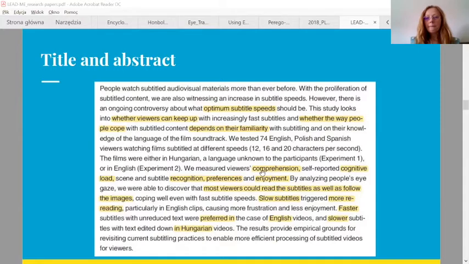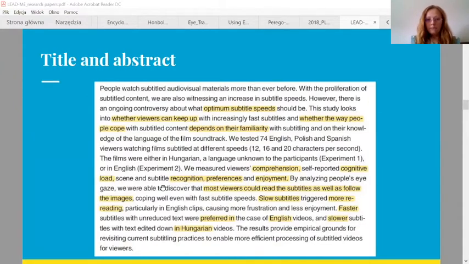What else? I would also be interested already by reading, right? I look at viewers' comprehension. Okay, I want to know, how did they measure viewers' comprehension? I can imagine, okay, probably there was a questionnaire they had to fill in after viewing, right? Something like that. But what does it mean, self-reported cognitive load? How can you self-report cognitive load? It probably has to be explained. So this is what I would be looking for in the method section, how this was operationalized, right? Or maybe even earlier on, right? Recognition, preferences, enjoyment. I can assume that these are questionnaires and people have to rate these things.